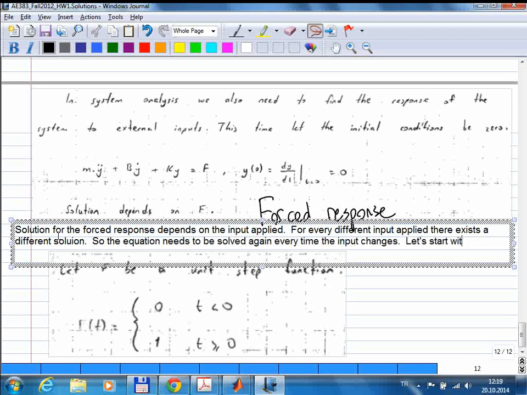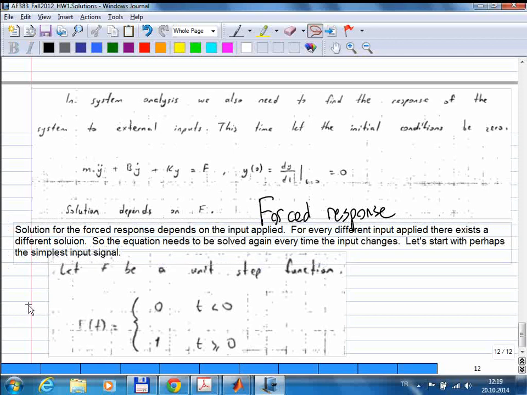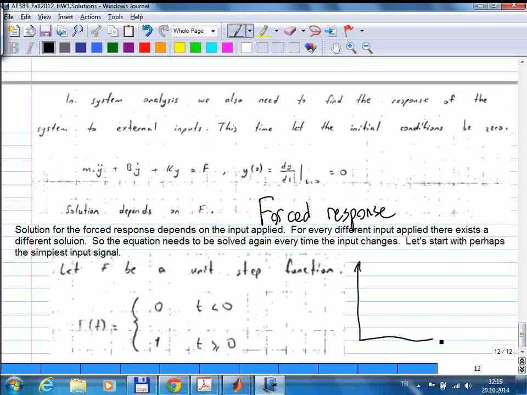Let's start with perhaps the simplest input signal. The simplest input signal is just a constant number, okay? But since we assume that the initial conditions are 0, initially the system is at rest, and at t equals 0, we start applying the input. So the input is a constant number, but it's in the form of a step function.